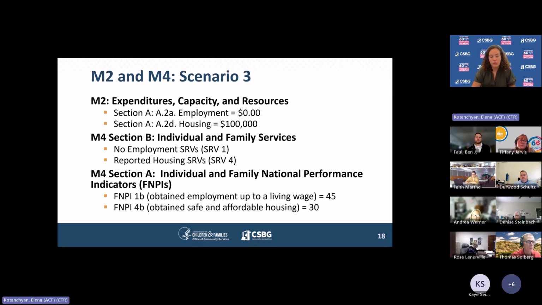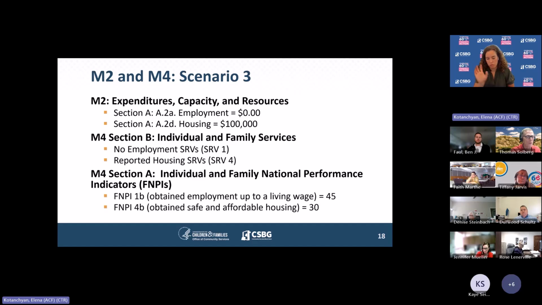So I see what you're saying. So Module 2, Section A is expenditures that are CSBG specific, so CSBG dollars. And then once we jump to Section C of Module 2, that's resources, like federal resources, state resources. So when you report Module 4, services and outcomes, that's all services and outcomes that were achieved by participants, regardless of where the dollars were coming from. Does that answer your question?